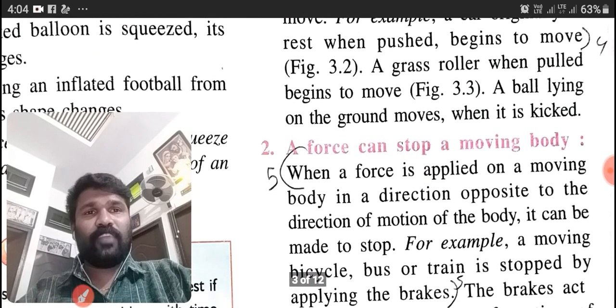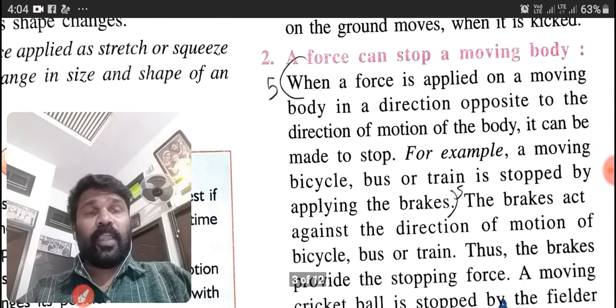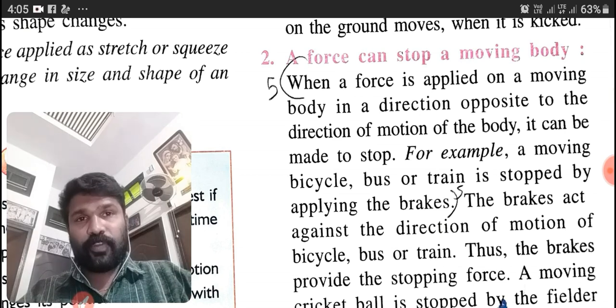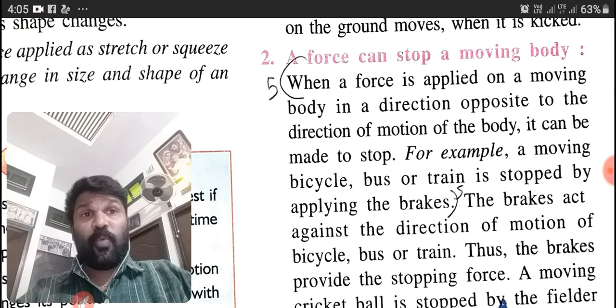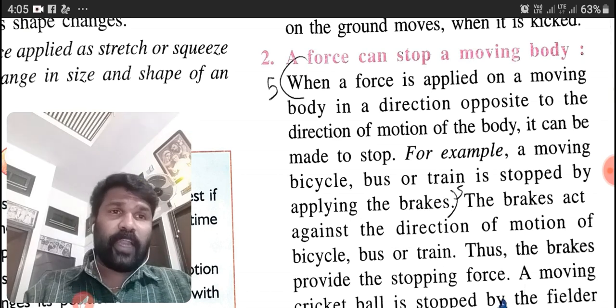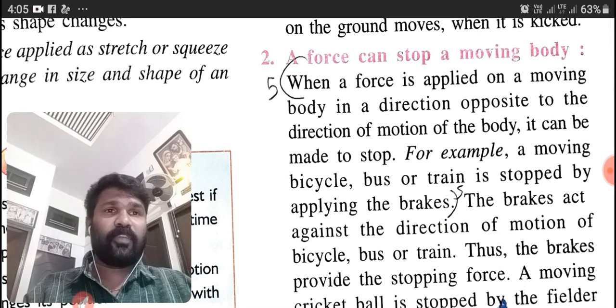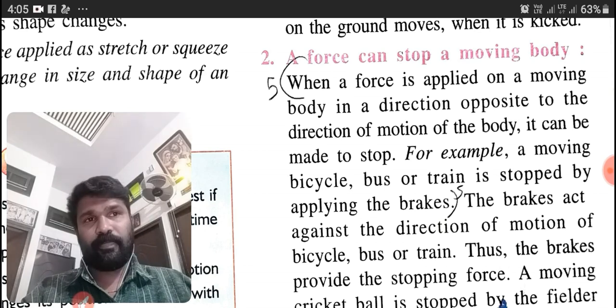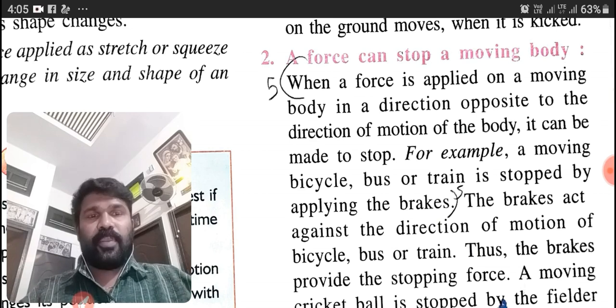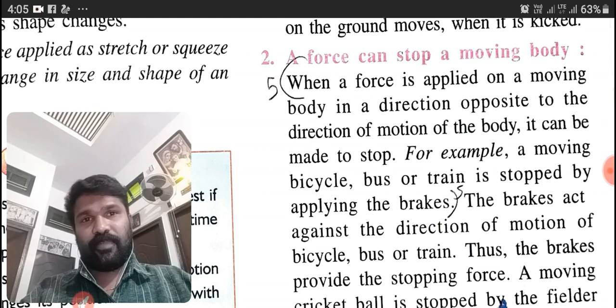Now, second one, a force can stop a moving body. When a force is applied on a moving body in a direction opposite to the direction of motion of the body, it can be made to stop. For example, let us consider a moving bicycle.